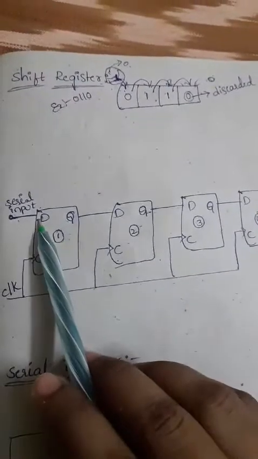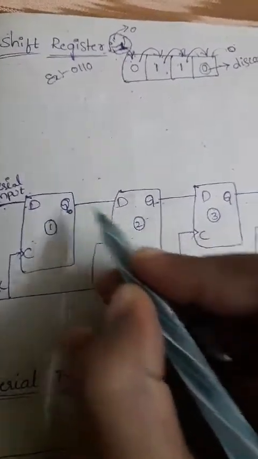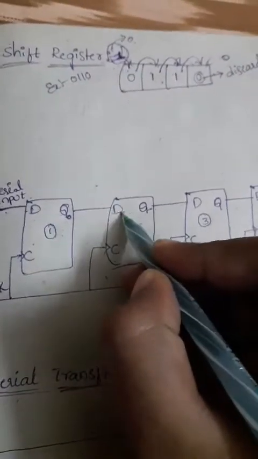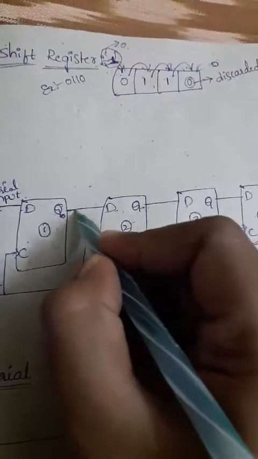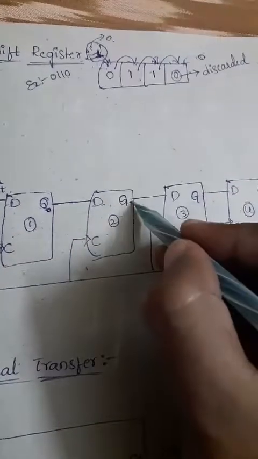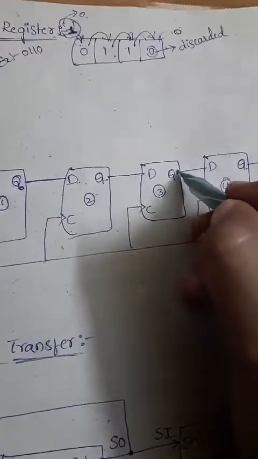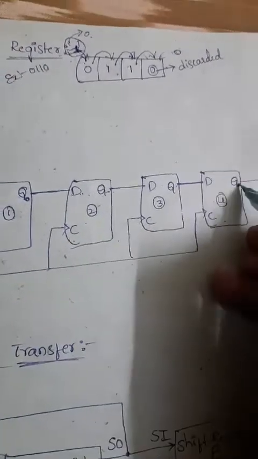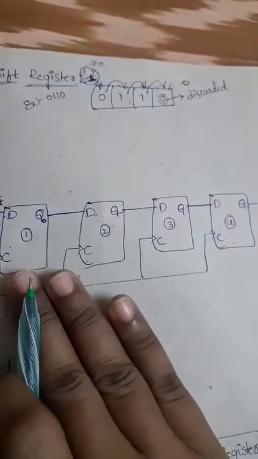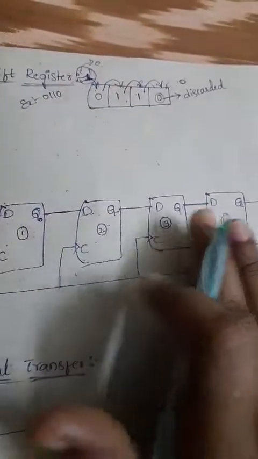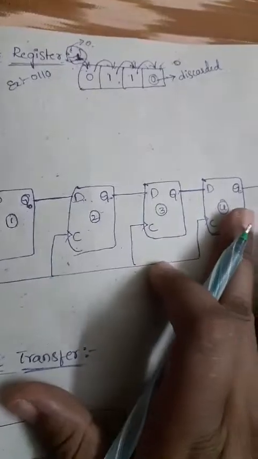So the output Q of the first flip-flop is connected to the input of the next flip-flop. See, this is the output of the first flip-flop and this is the input of the second flip-flop, right? So the output is directly connected to the input of the next one, and the second one's output is connected to the third one's input, and the third one's output is connected to the fourth one's input, right? So that means each and every flip-flop is connected in a cascaded connection.